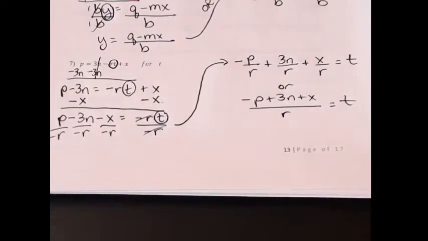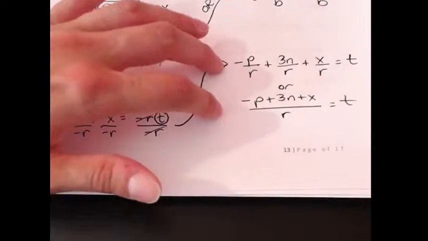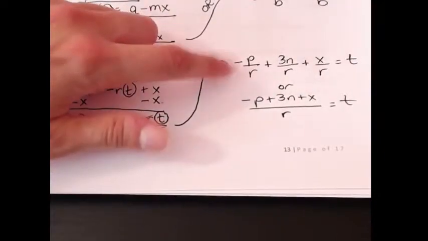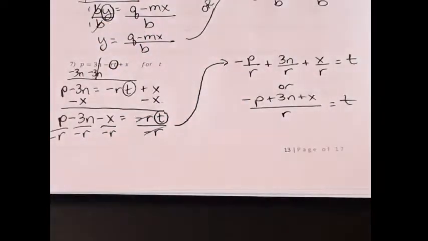For those of you who did not bring the negative up and you left it in the denominator with r, I'm okay with that too. But I will say that I want you to move towards one of these two results, preferably the first one. Okay? Excellent work.